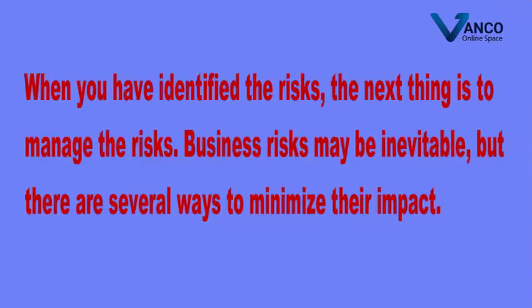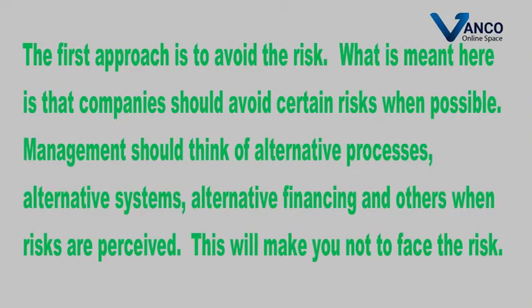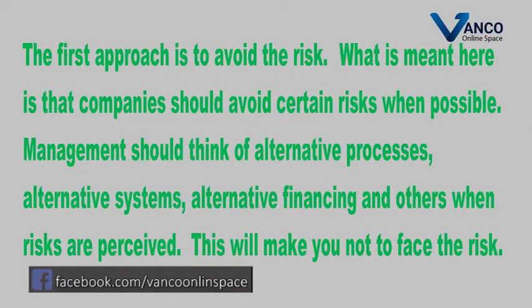When you have identified the risks, the next thing is to manage the risks. Business risks may be inevitable, but there are several ways to minimize their impacts. The first approach is to avoid the risks. What this means is that companies should avoid certain risks when possible. Management should think of alternative processes, alternative systems, alternative financing, and others when risks are perceived. This will make you not face the risks.